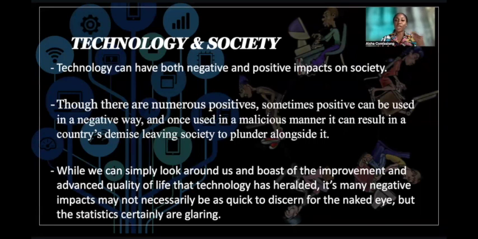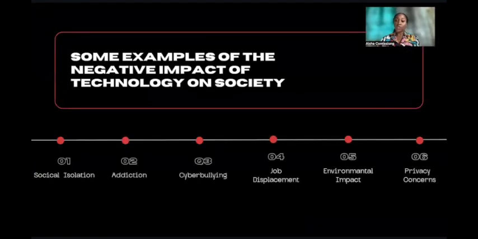Now, while we can simply look around us and boast of the improvements and advanced quality of life that technology has heralded, its many negative impacts may not necessarily be as quick to discern for the naked eye, but the statistics certainly are glaring. Some examples of these negative impacts of technology on society include, 1. Social isolation. Technology has made it easier for people to connect with others online, but it has also led to social isolation because people are spending a lot more time on their devices and less time interacting with others in person.